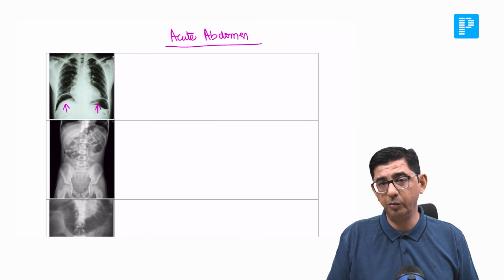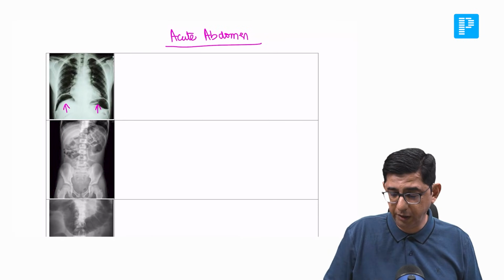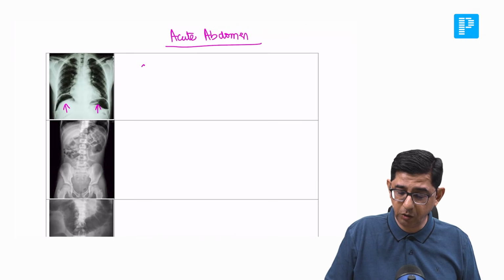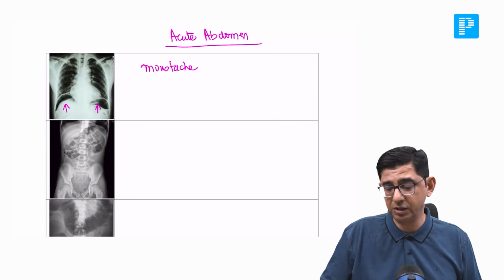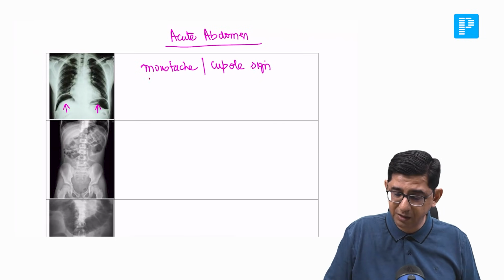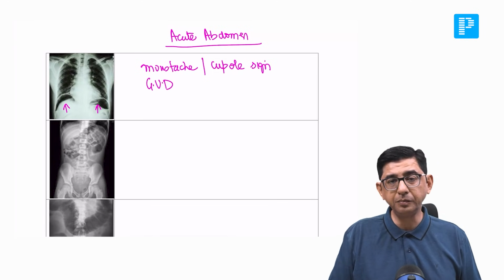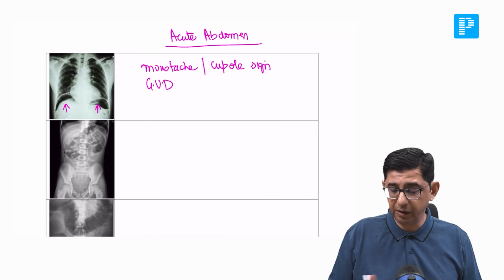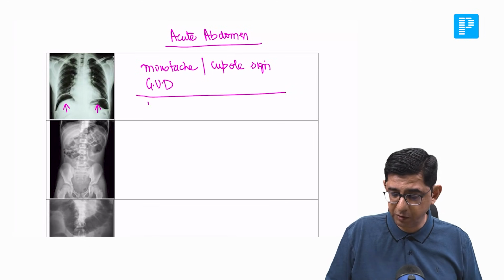So immediately you are able to pick up this sign. I can call it the cupola sign. There are a couple of fancy names also. One of the fancy names is the mustache sign. Instead of mustache sign, I can call it cupola sign, or the traditional gas under the diaphragm. If any one of them is written, then your final diagnosis of this person would be pneumoperitoneum.